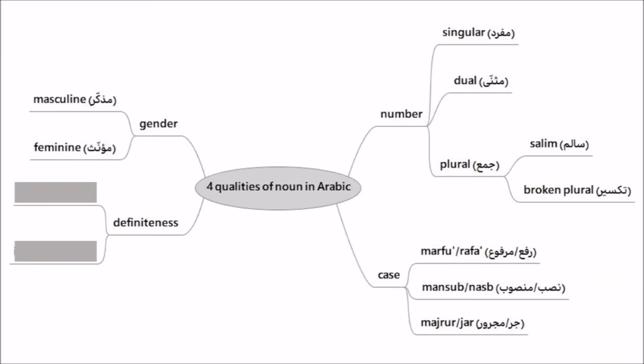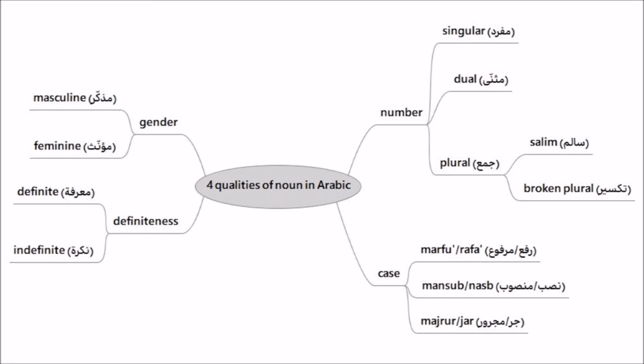The last quality of a noun is definiteness. There are 2 types of noun based on definiteness. The first one is ma'rifah, which means definite. The second is nakirah, which means indefinite.